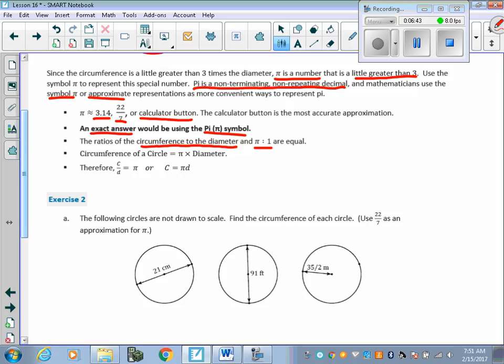The circumference of the circle equals pi times d. Therefore, the ratio of c over d equals pi, or c equals pi d. If this looks kind of familiar to you, let me pull in this. y over x equals k, or y equals kx. That means it's a direct proportion with one another. So keep that in mind, that's what we're doing right now in class.